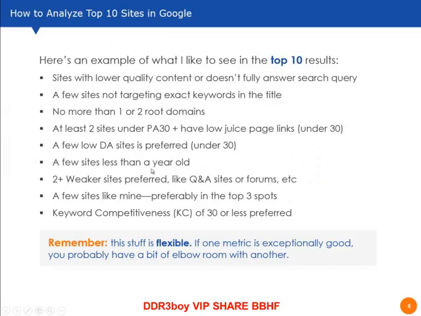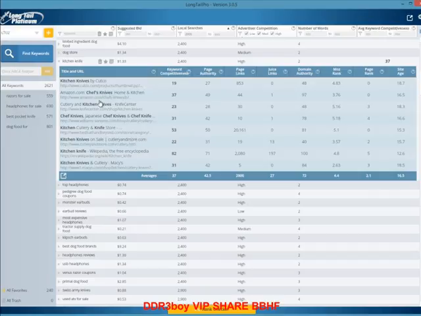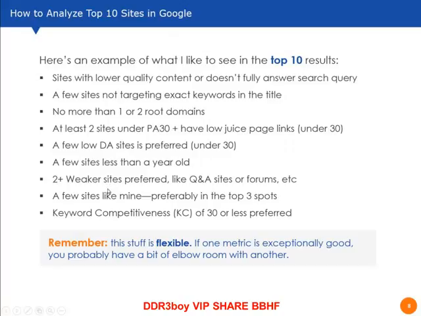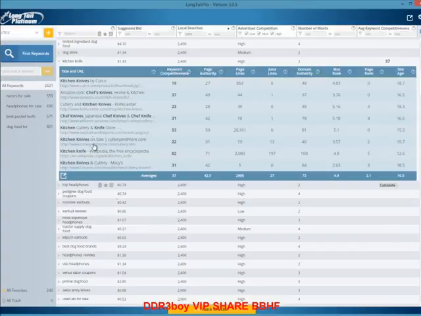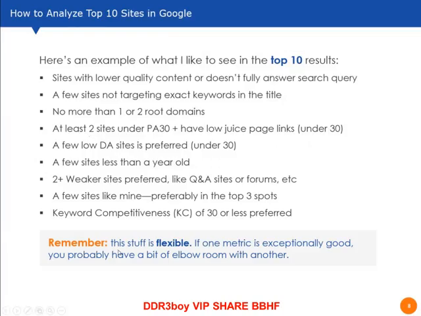2+ weaker sites preferred, like Q&A sites or forums. I don't see any Q&A or forums or weak types of sites in here. A few sites like mine, so if I'm building out an authority site or an affiliate site and I want to talk about kitchen knives, preferably in the top 3 sites, I don't see a single one of those. These look like all e-commerce sites, I can already tell just by looking at them, that are selling knives.